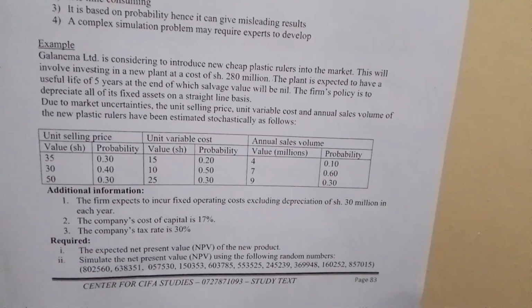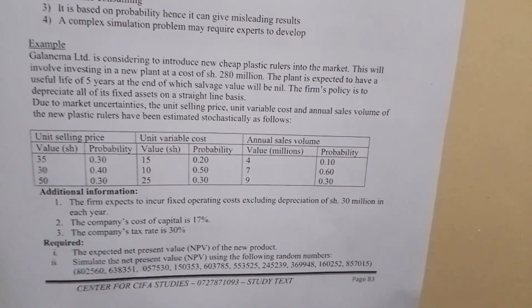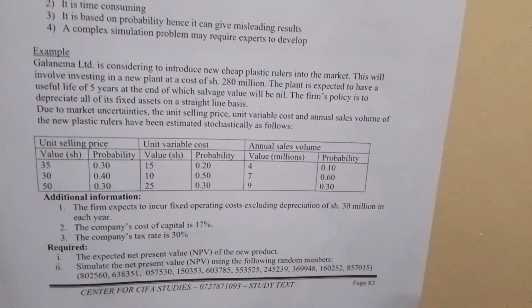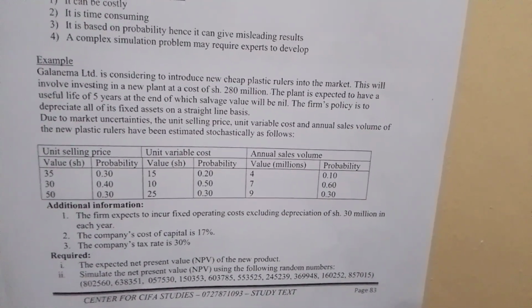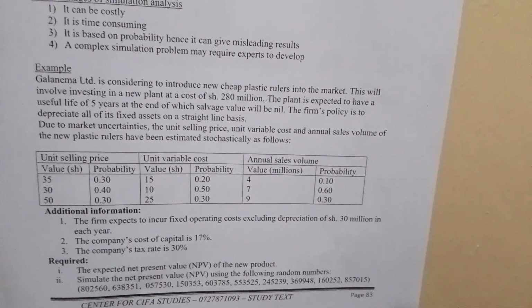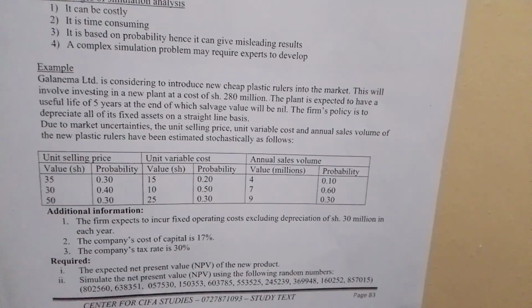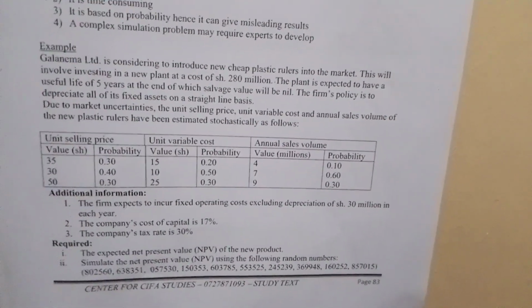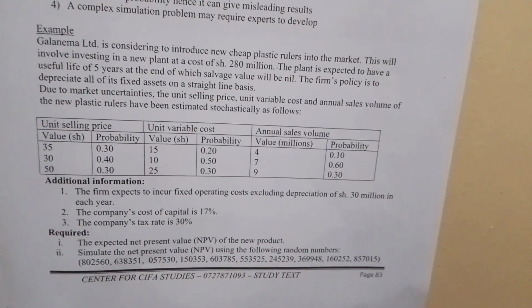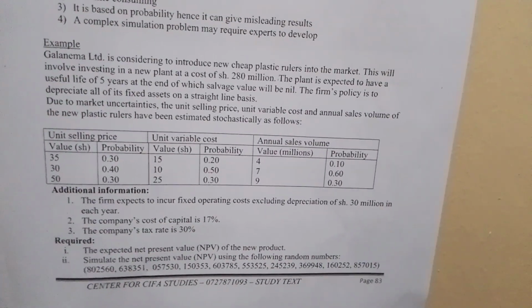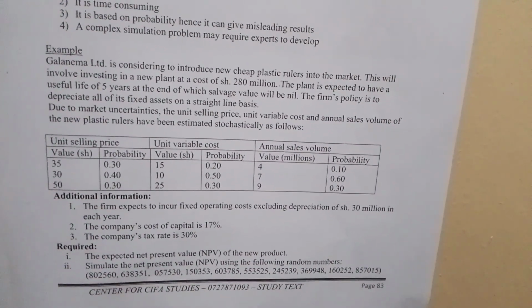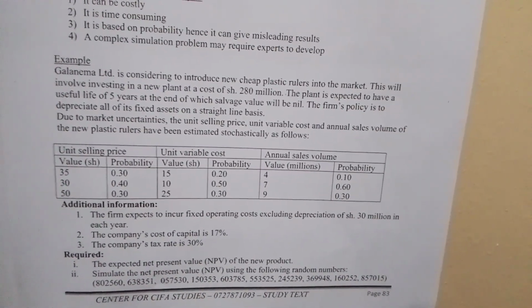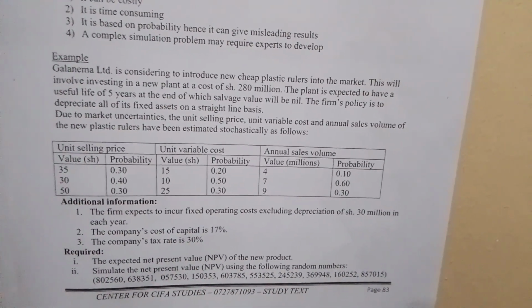Okay, so go through the question once again. Try to understand the variables that we have: the unit selling price, then we have the unit variable cost and the sales volume in units. We will be calculating the expected selling price, whereby you'll be using the probability times those values there.